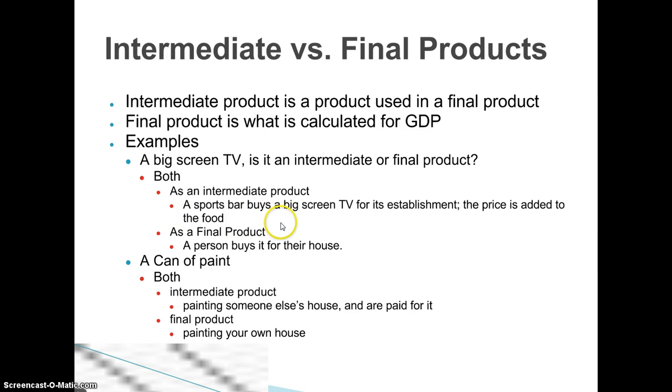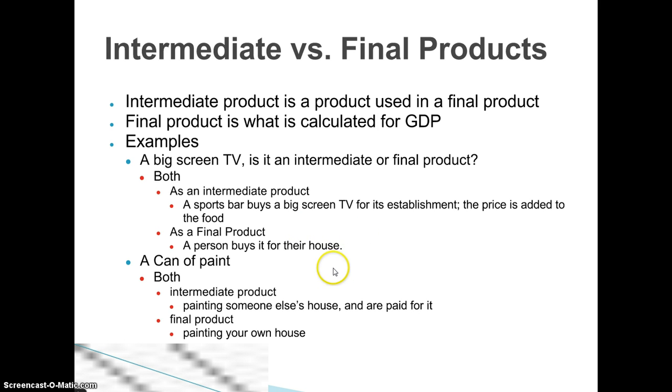The TV is meant to enhance the experience, and the final product in that case would be the alcohol that's bought. The TV would be considered a final product if I was to buy it and just put it in my house. I'm not going to charge people to come over and watch my big screen TV. So in that case it would be a final product.